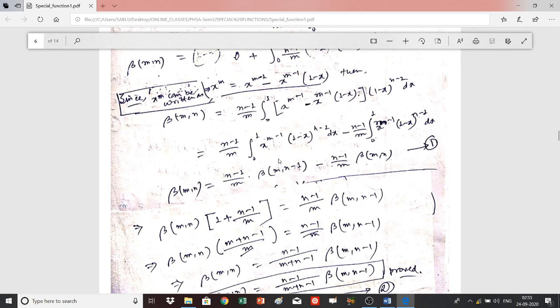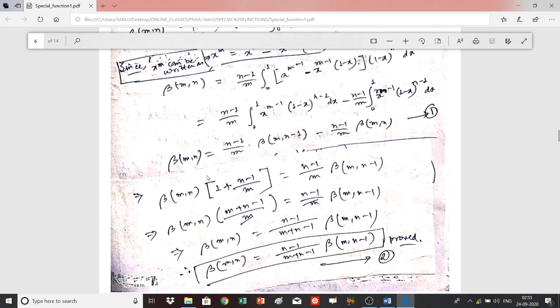Just use n equal to n-1 in the expression of beta(m,n), and the next term is (n-1)/m, and this is nothing but the beta function, x^(n-1) (1-x)^(n-1) dx. So finally you get this, right. This is equation number 1.